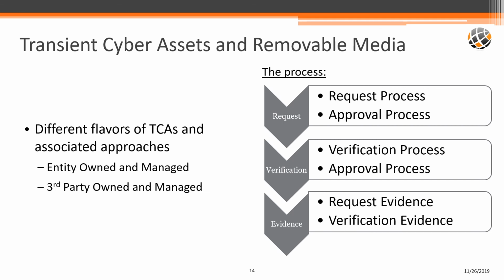And then there's the third-party owned and managed TCAs that maybe you as the registered entity don't have direct control over. Regardless of the flavor, but especially pertinent for the third-party owned and managed, you basically need to have a request process and approval process so that we can ensure the transient cyber asset gets appropriately scanned and vetted. That's part of the verification process, and then that second approval is really the technical approval once we get our scan results back. Are there any concerning issues with this device? If so, let's remediate those issues. If not, then we're going to allow that device to connect to our BES cyber system. And then basically we just package up the evidence of that request, approval, and verification process.